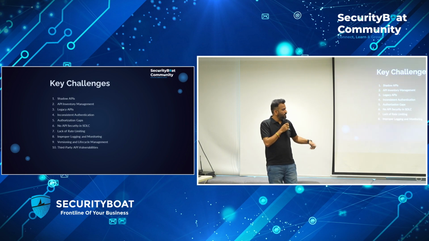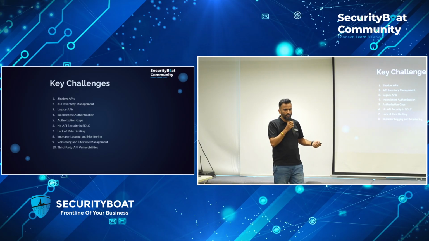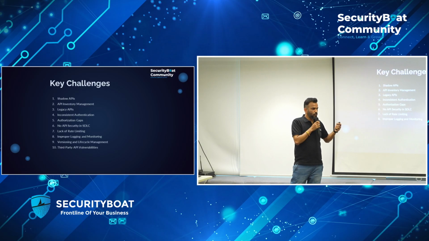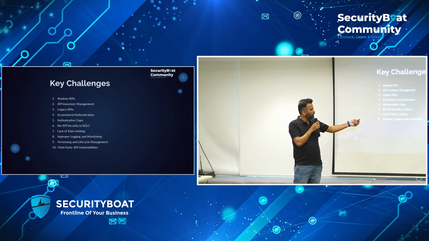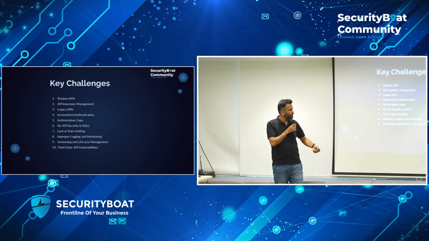Rate limiting, improper logging and monitoring. Rate limiting: everyone knows, I develop an API but forget to implement rate limiting on it, so resource consumption can be increased by an attacker. That's how they can do it. Then improper logging and monitoring. Again, same thing: my API got hacked. Why did I get hacked? In post-analysis, I was not able to find out because I don't have proper logging and monitoring.